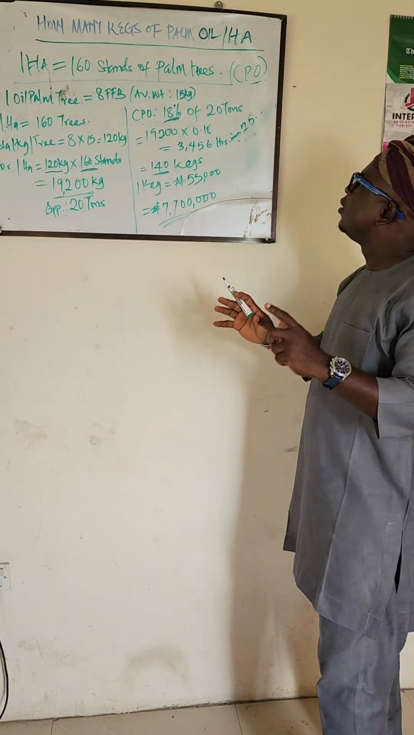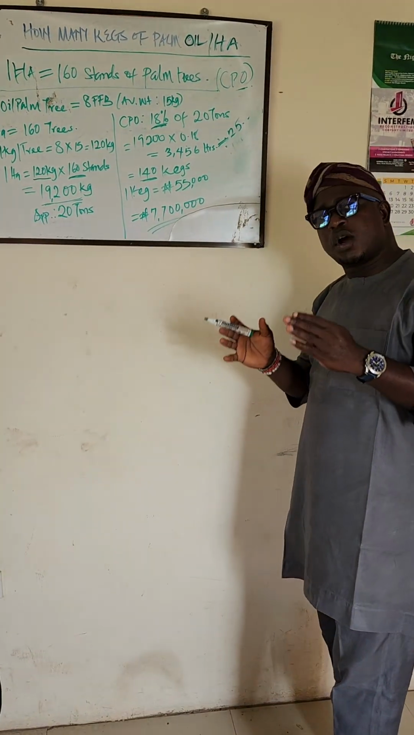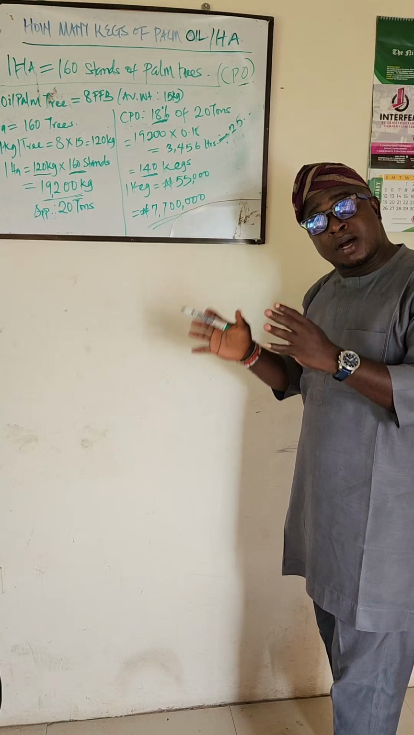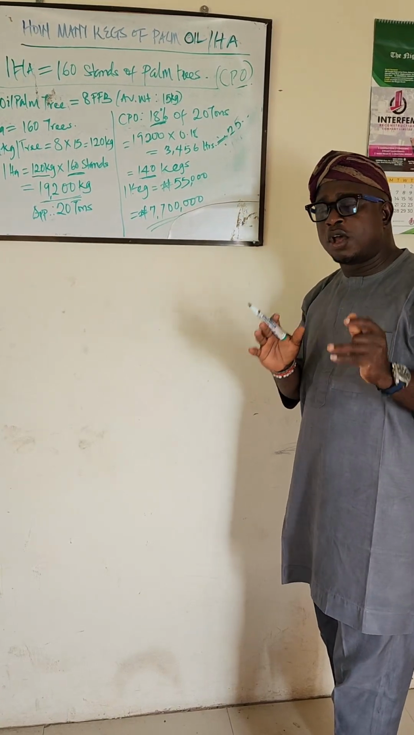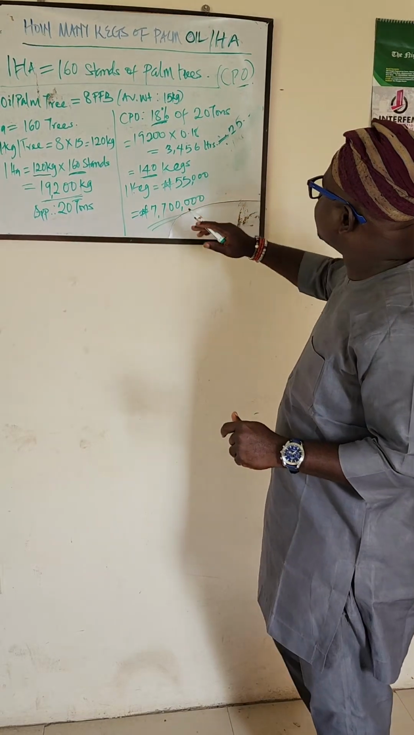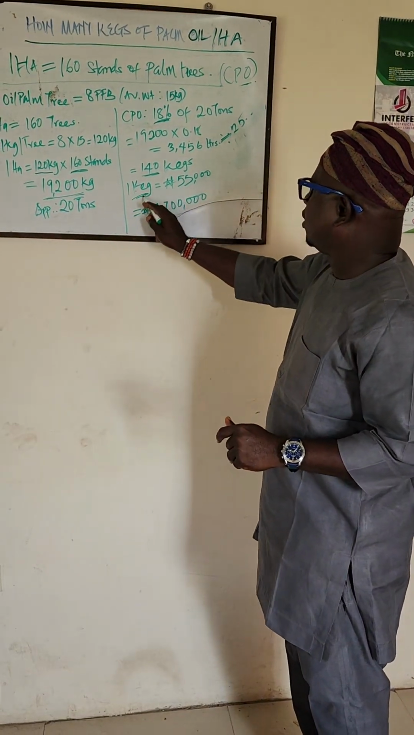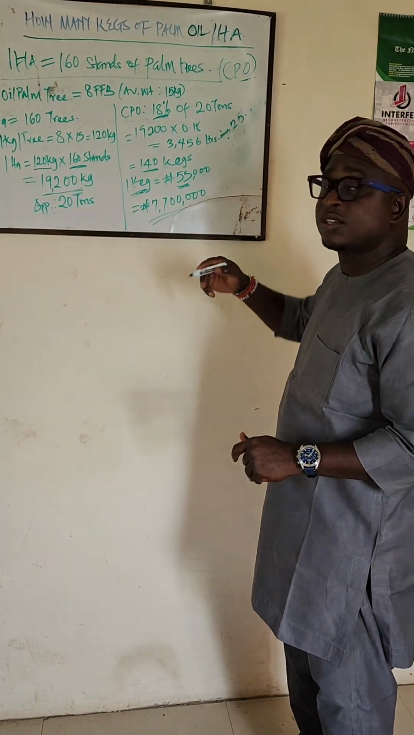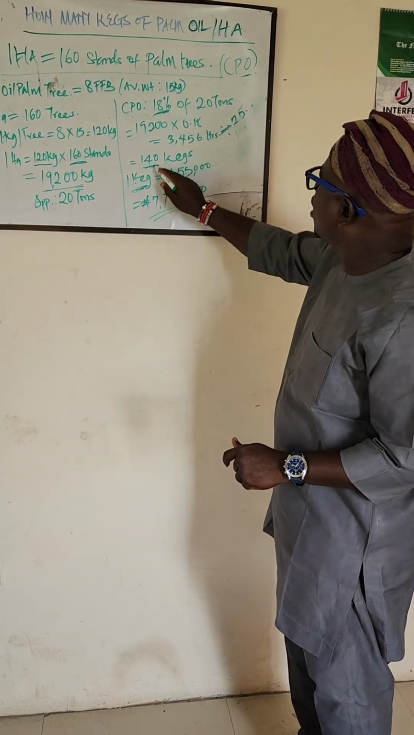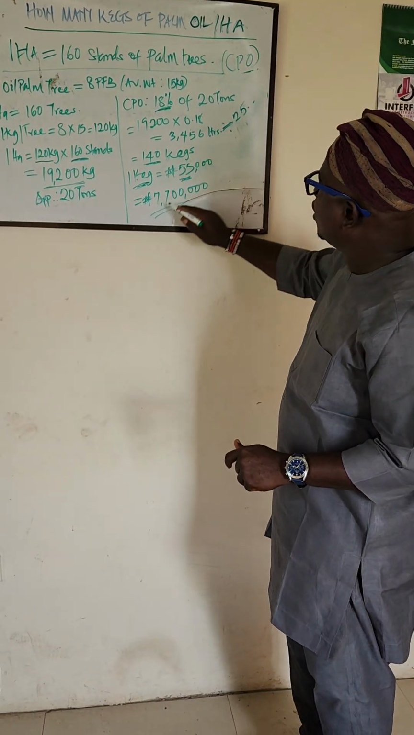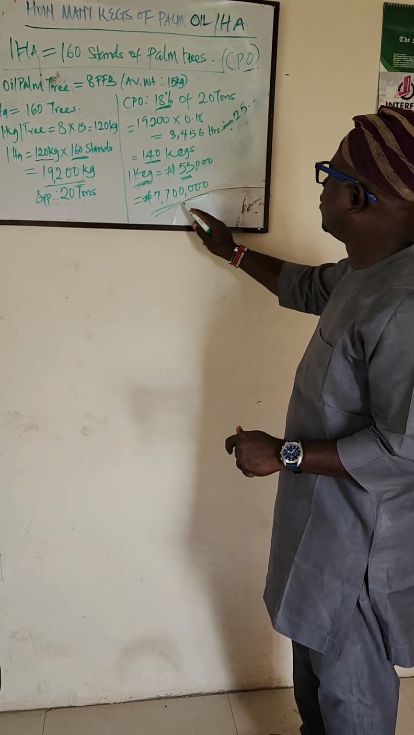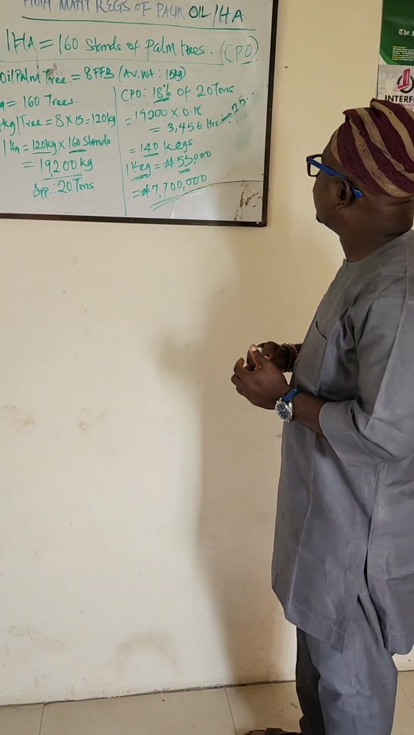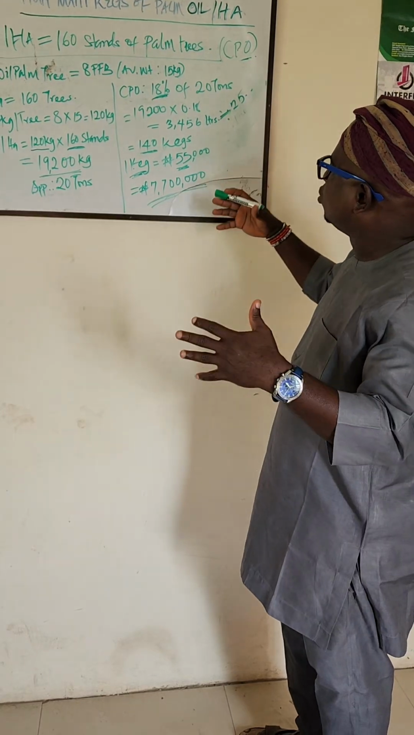So 140 kegs, between 130 to 150 kegs, is what you can get yearly at maturity from 1 hectare of oil palm plantation. One keg, as at the last time, I think is selling for around 55,000 naira. So if you have 140 kegs in a year, you can sell it and make about 7.7 million naira from 1 hectare of land.